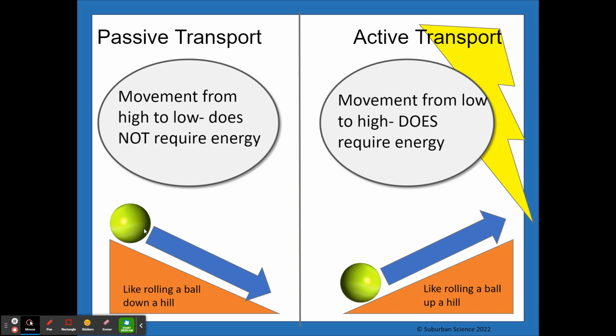Now, if I'm looking at active transport, we're moving from an area of low to an area of high concentration. This does require energy. So think on the opposite end: think about rolling a ball up a hill, and we really have to push hard to get that ball up the hill as fast as we can. We're using a lot of energy and a lot of work to get that ball all the way up the hill.